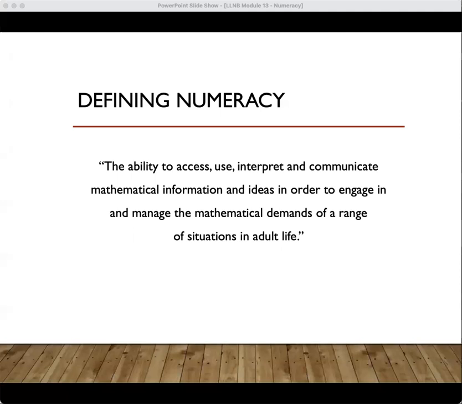There are a number of different definitions of numeracy, just as there are a number of definitions for literacy. In fact, the term numeracy was coined to fit the term literacy, in case you wondered about the similarity. But the definition we really like comes from the Program for the International Assessment of Adult Competencies. You may have heard us use this term before, PIAAC. They've defined numeracy as the ability to access, use, interpret, and communicate mathematical information and ideas in order to engage in and manage the mathematical demands of a range of situations in adult life.